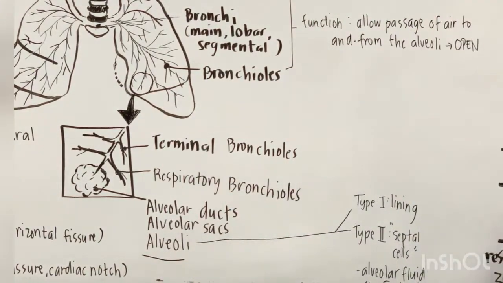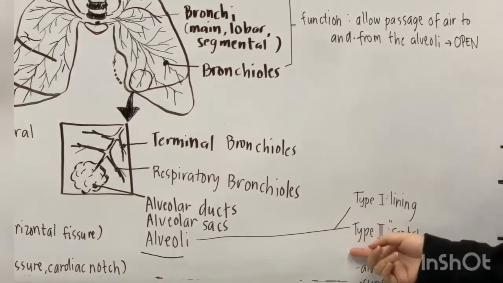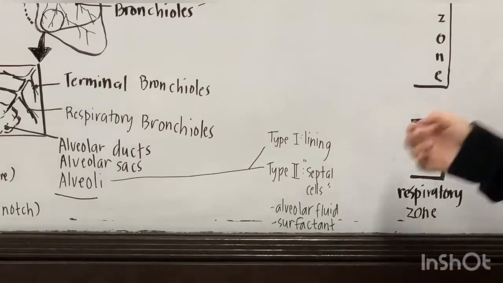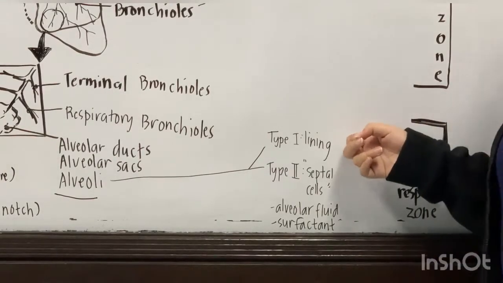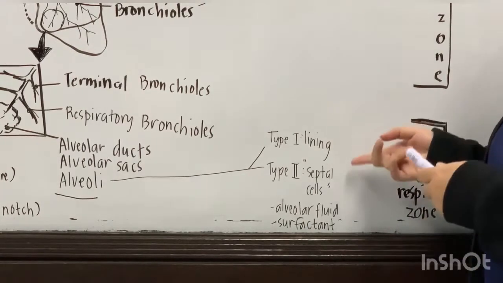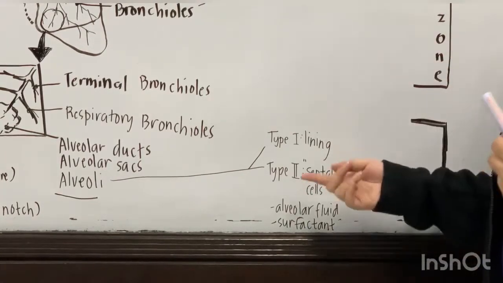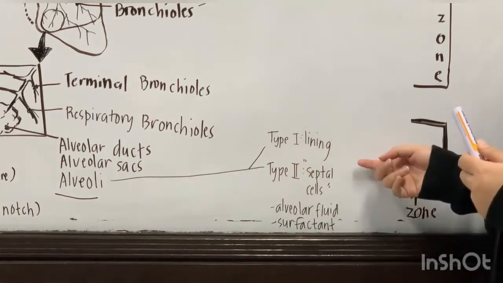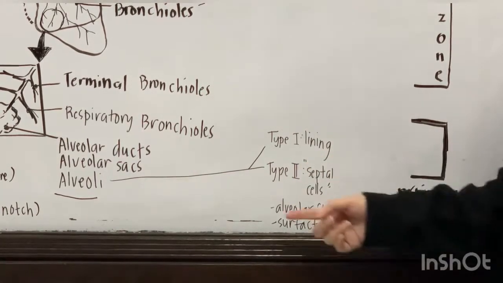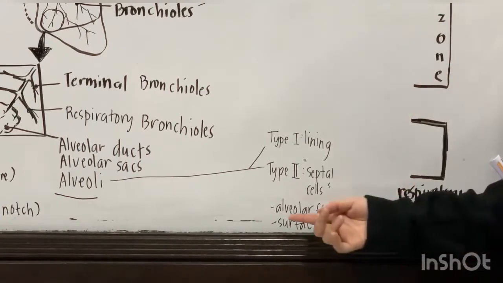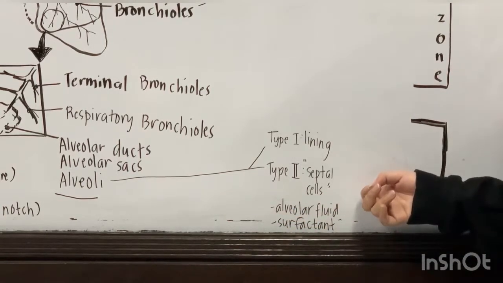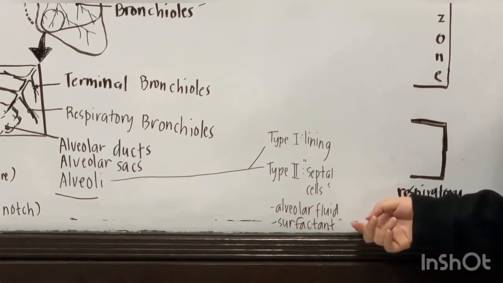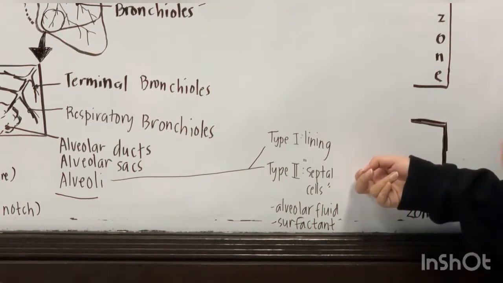Your alveoli have two types of cells. You have your type 1, lining the alveolar walls, which is more numerous compared to type 2. Type 2 is less numerous. It is also known as your septal cells, and it produces the alveolar fluid as well as your surfactant. Those are your type 2 alveolar cells.